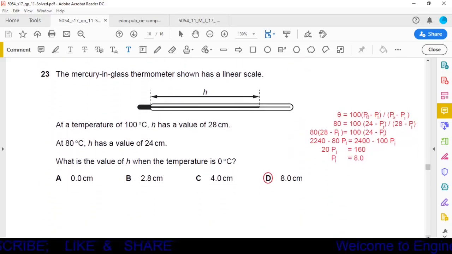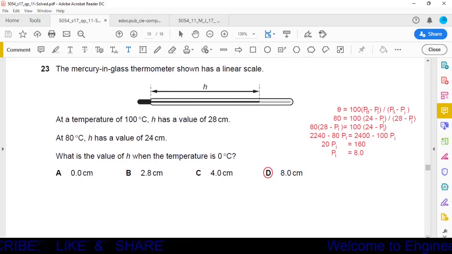Question number 23. The mercury in glass thermometer shown has a linear scale. Okay, here the linear scale is shown, that is represented by H. At a temperature of 100 degrees centigrade, H has a value of 28 centimeters. At 80 degrees centigrade, H has a value of 24 centimeters. What is the value of H when the temperature is 0 degrees centigrade?